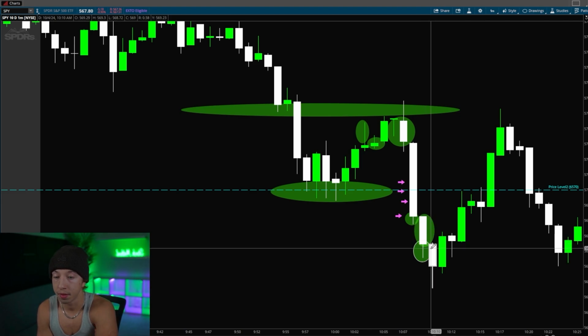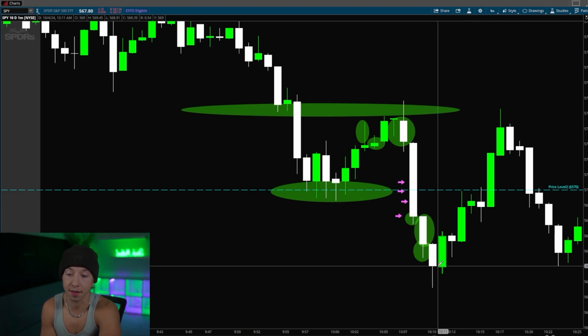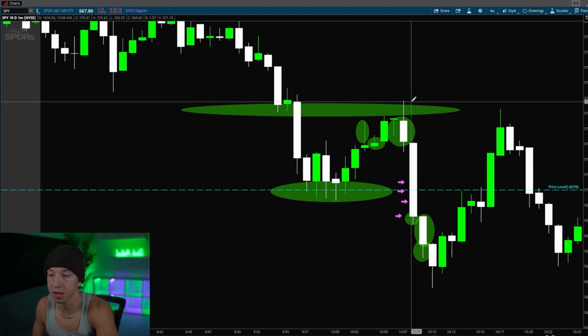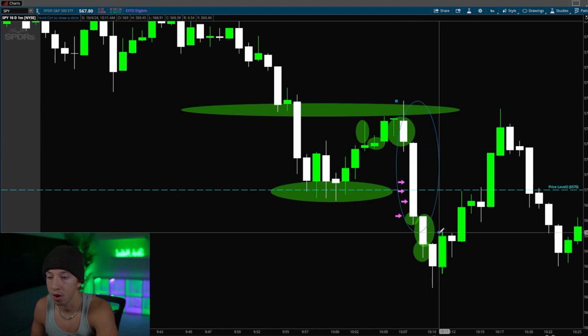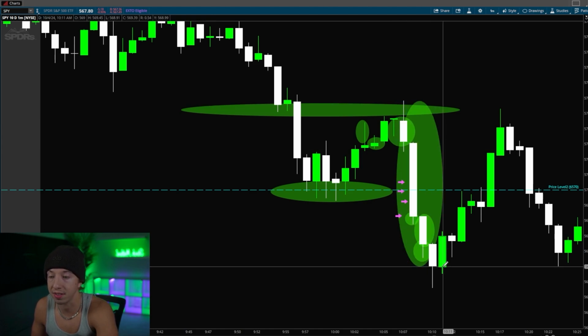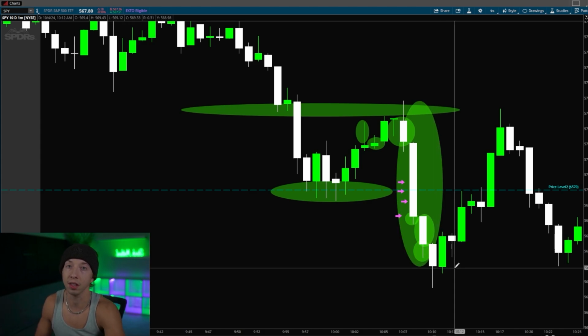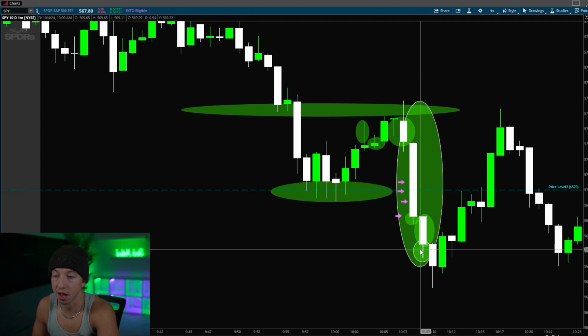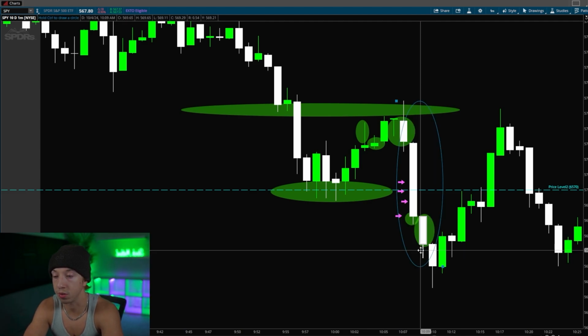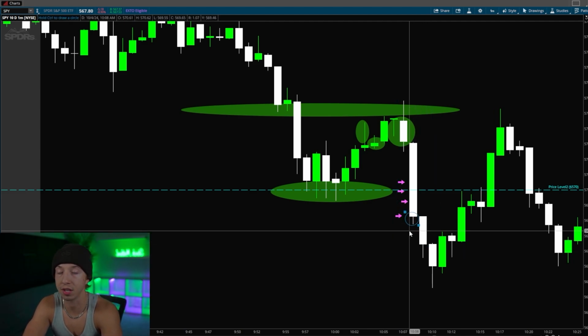Next thing you know, we break this 569, and I love selling on the whole number breaks, especially after a move down like this. We came from this 571.16 all the way down to that 569. I'm selling a lot more on that 569 break, and price action was telling me that it is starting to slow down, which is why I'm definitely considering selling.